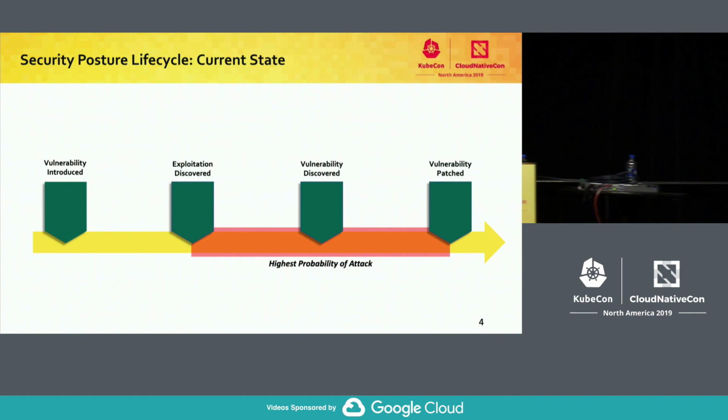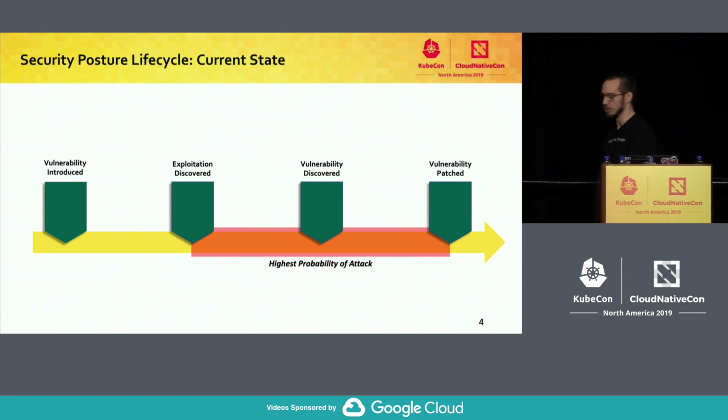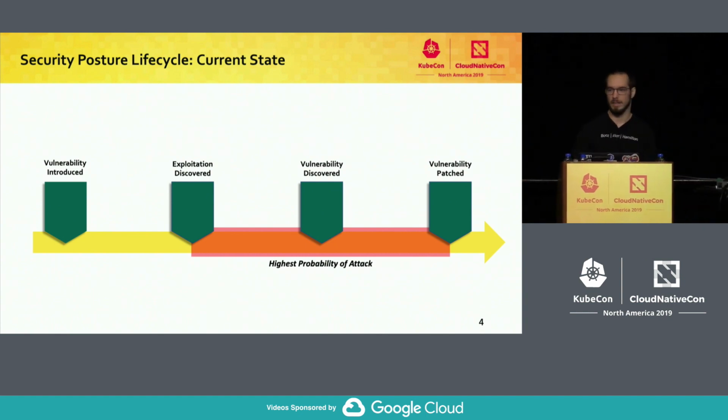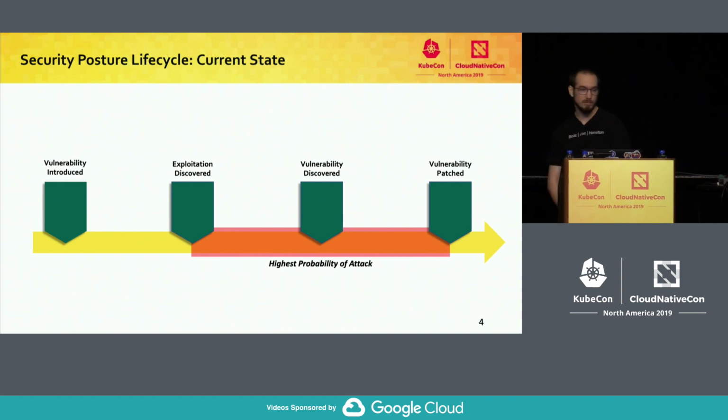All right, so vulnerabilities. This is a representation of the typical vulnerability lifecycle. If you think about the average vulnerability, there's going to be a time when that vulnerability is introduced into your environment. There's going to be a time when an exploitation for that vulnerability is discovered. At some point, you're going to realize that your environment is compromised, and then presumably after that, you're going to patch that vulnerability. So that time between when that exploitation is discovered and when you actually patch it is when you're most susceptible to being compromised.